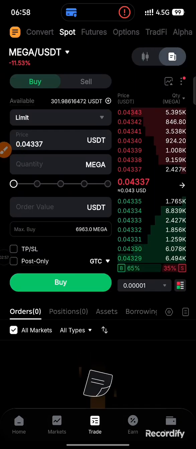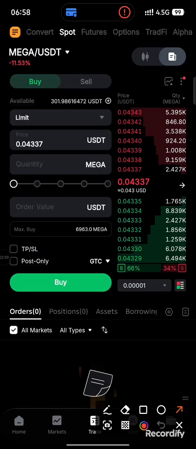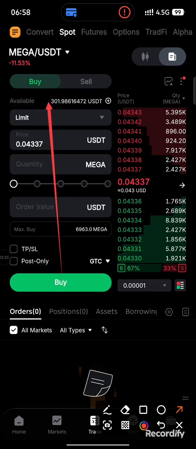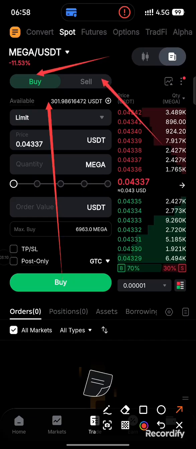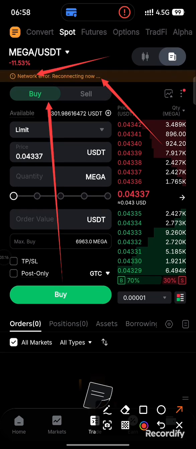Now you can see it. Whatever you funded will be available here. If it's not available here, that means it's not yet in your spot account. All right, so we're going to click on buy. We're not selling now because we don't have any quantity of this Mega yet. So we're going to buy some Mega with just as little as 10 USD.